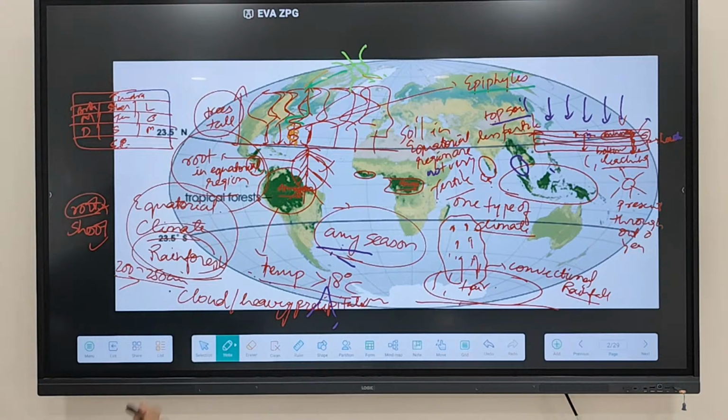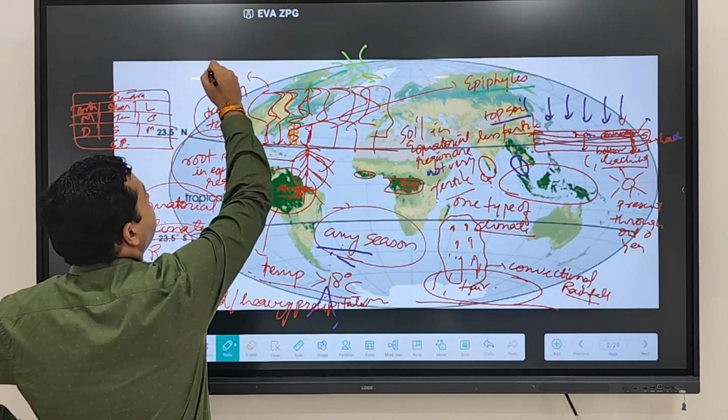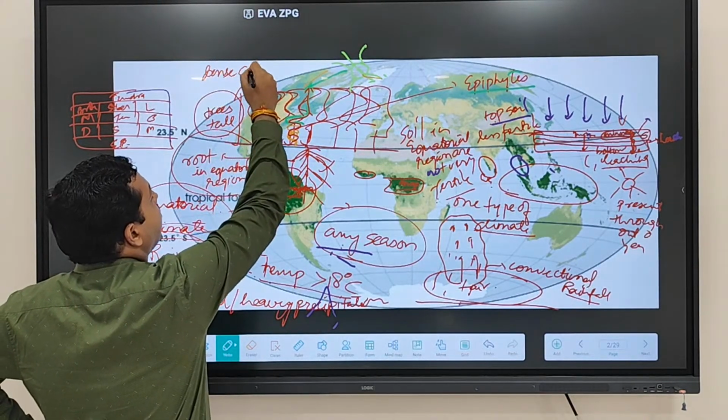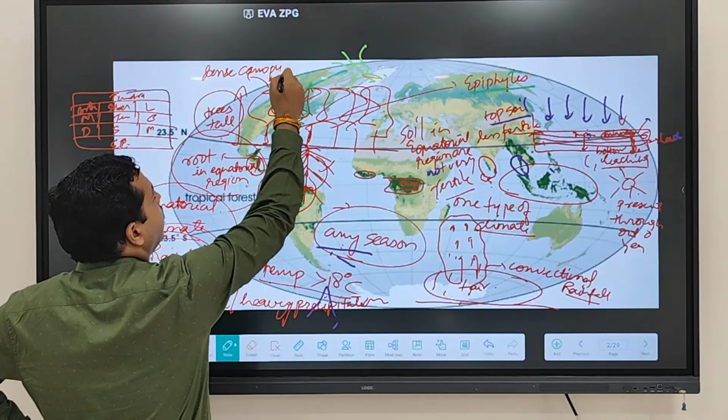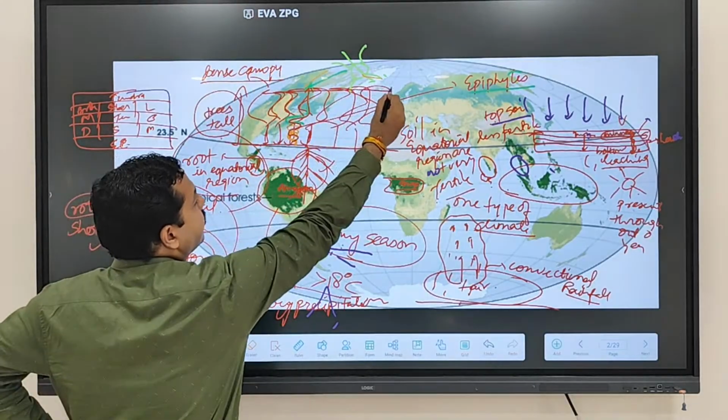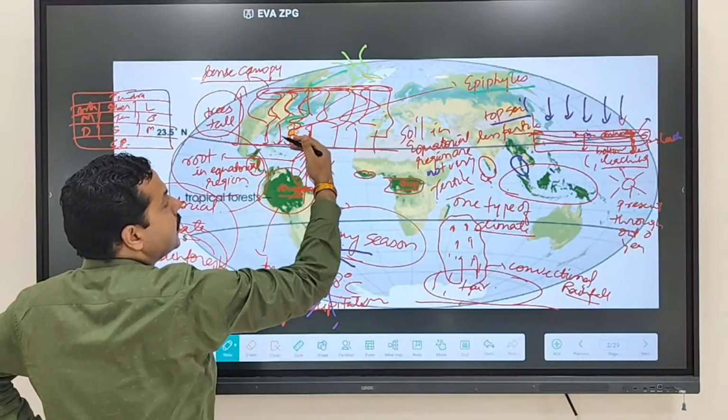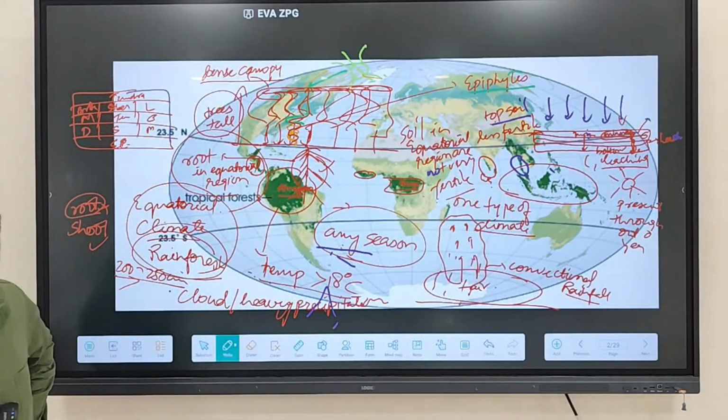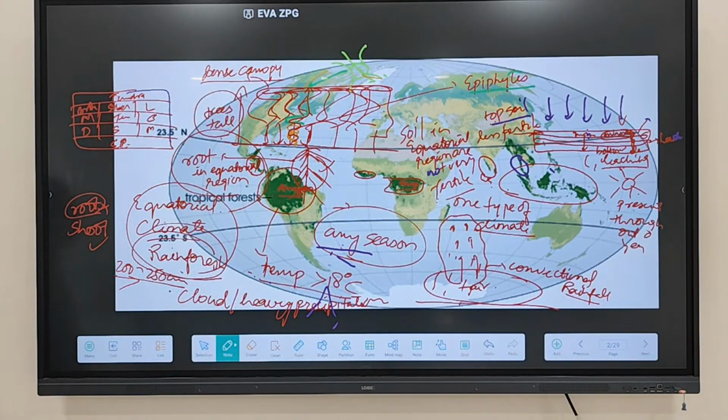And we say that epiphytes are developed because of what? Because of dense canopy. This is very dense, which doesn't allow the light to penetrate. Clear? Since the trees are so near to each other, it doesn't allow the sunlight to penetrate at the bottom.